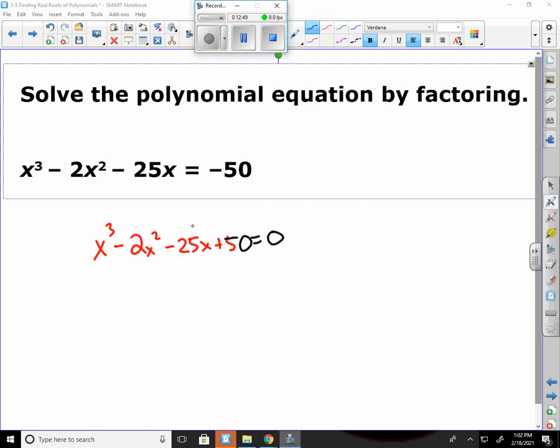Now, I don't see anything I can pull out here. I'm going to group it and see if I can factor. I can pull an x squared out of both of those. x squared comes out in front. That leaves me with x minus 2. I can pull a negative 25 out here. That leaves me with x minus 2.